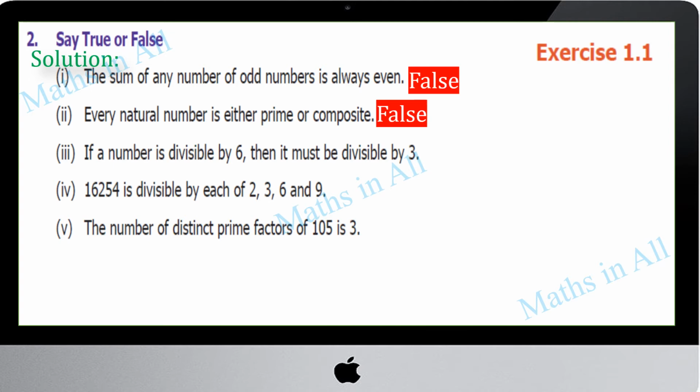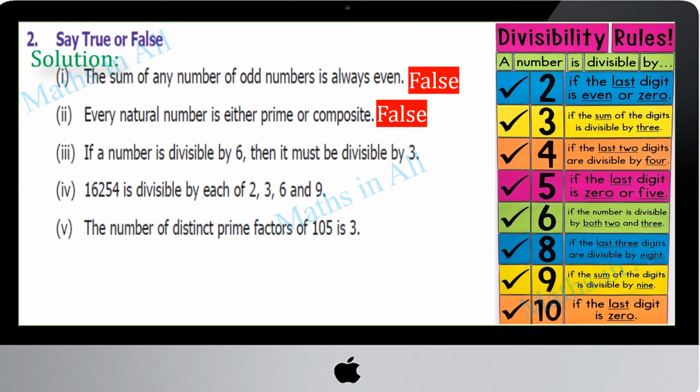Third, if the number is divisible by 6, then it must be divisible by 3. So we need the divisibility rule, isn't it? Okay. Look at the divisibility rule for 6.